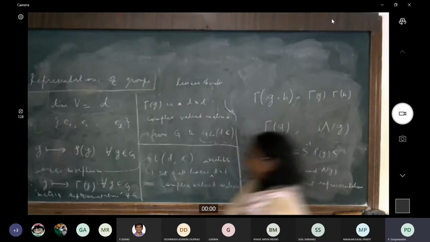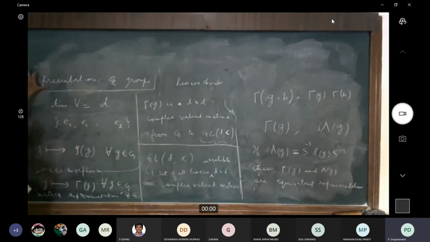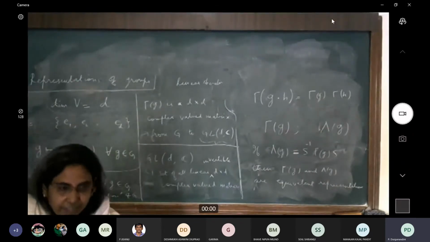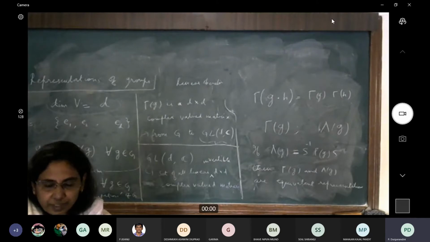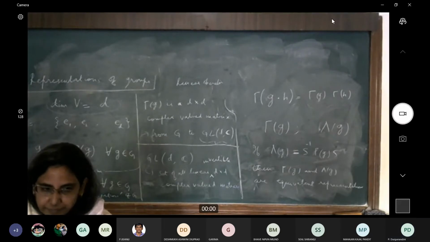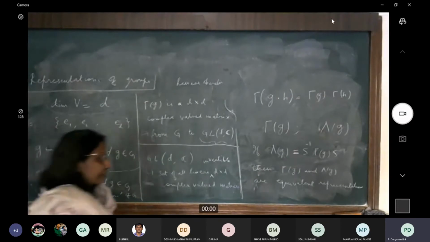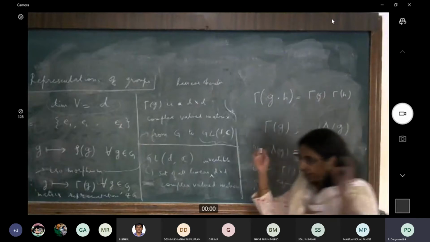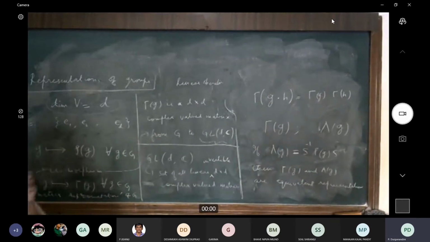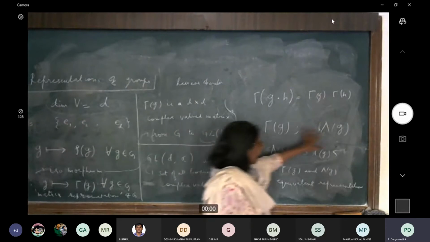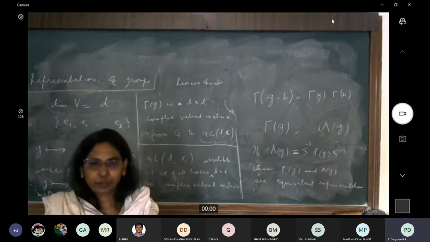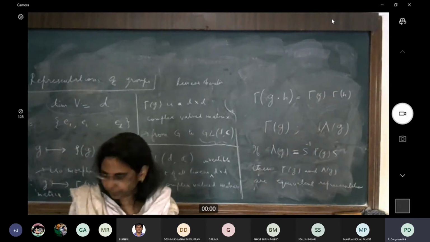So mathematically, this is what people actually study in great detail: what are all the possible representations of a given group G? And the next part is how do I characterize representations? People study how to find all possible representations, then how to characterize them. That means how do I label them? Because already you can see I'm saying that two representations are equivalent if you can relate them. But if I have two inequivalent representations, how do I distinguish them? There must be something which distinguishes them.